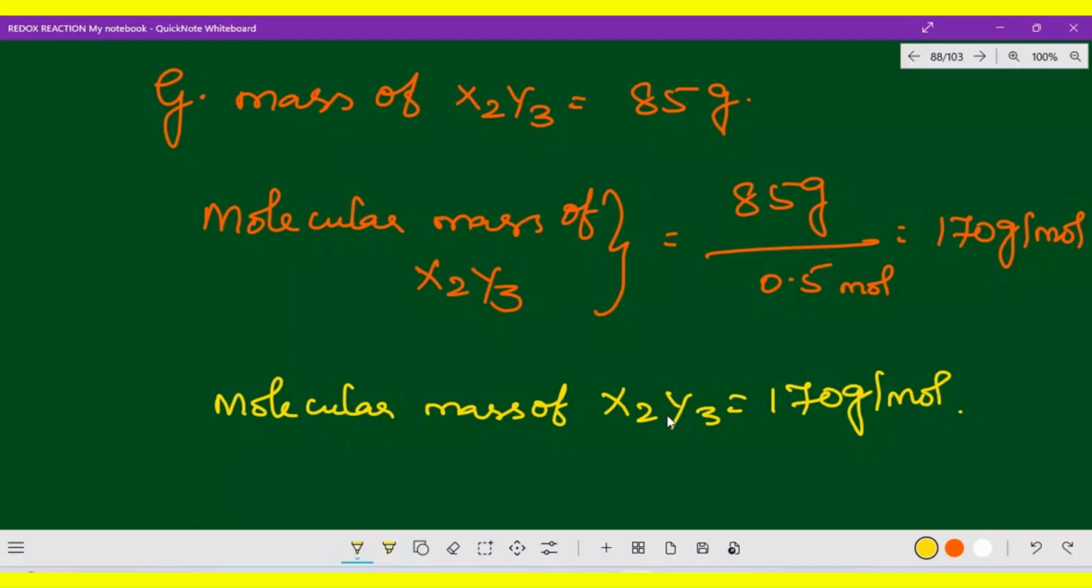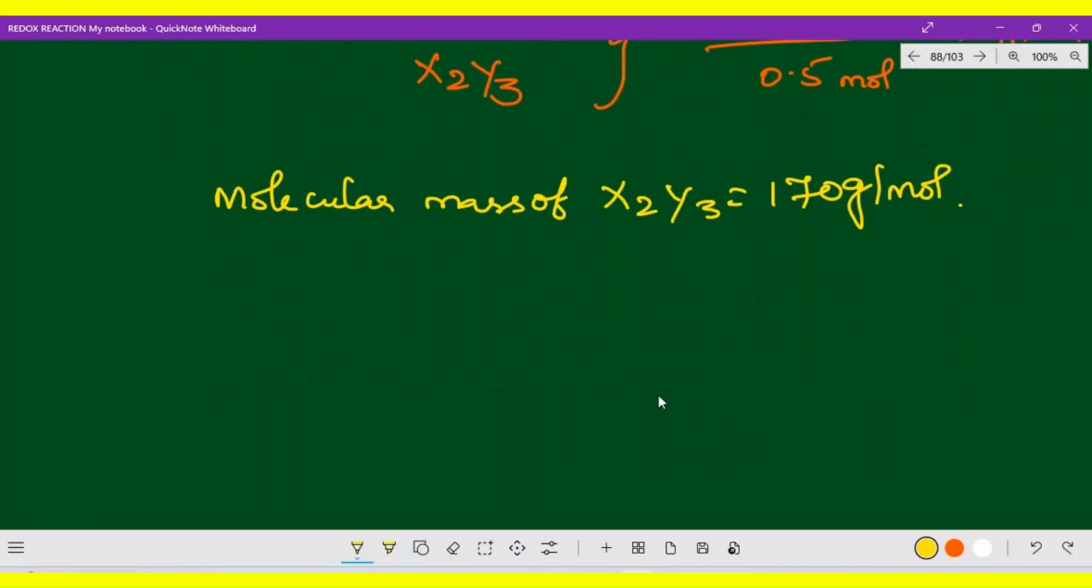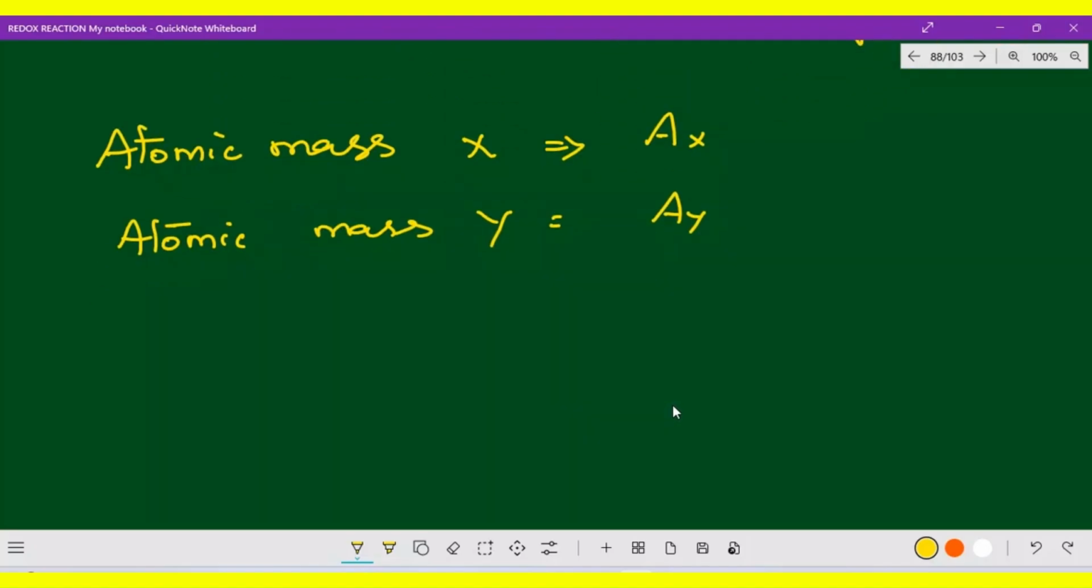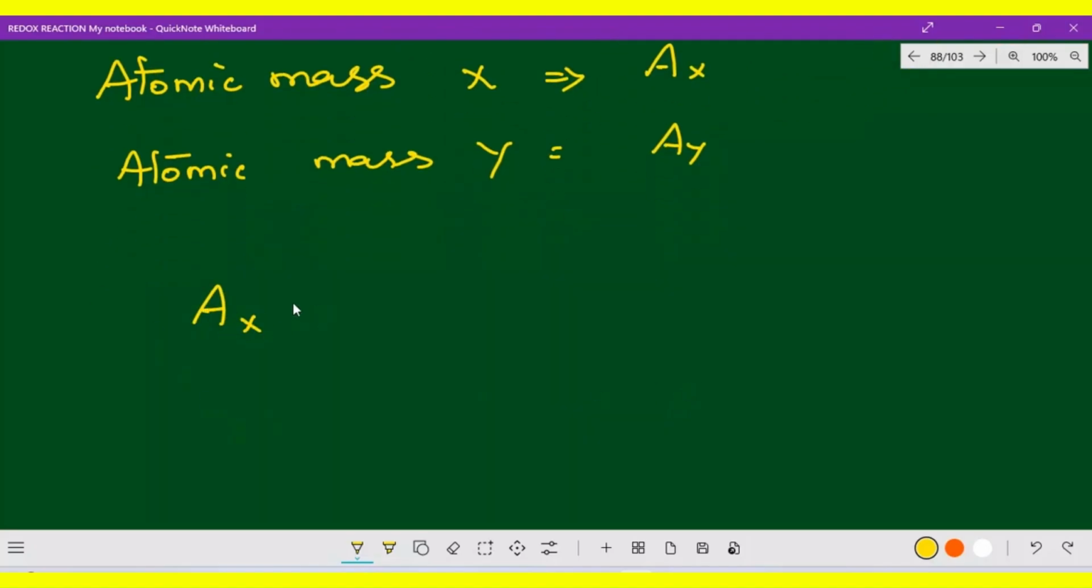Right. Now we can write the equation for that to identify each one. The first one, atomic mass of X, we can write it AX. And atomic mass of Y, we can write it AY. So now here we can write the equation for XY2. For this we are writing AX plus 2AY. I hope you got that idea. X only one mole, that is AX, and 2Y moles, so that is 2AY.